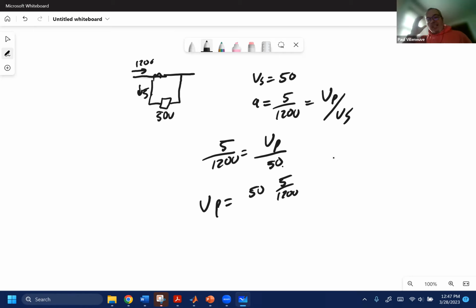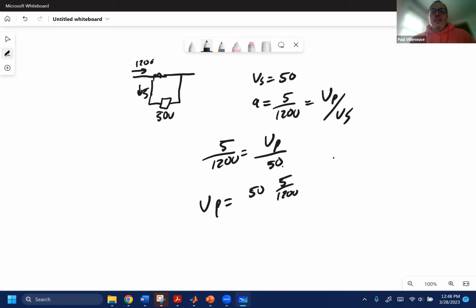So you can see it steps the current down from 1200 amps on the primary to 5 amps on the secondary. The voltage is going to be the opposite. It steps a lower voltage on the primary to a higher voltage on the secondary. And that's how you maintain constant power. Okay, so that's the first part.